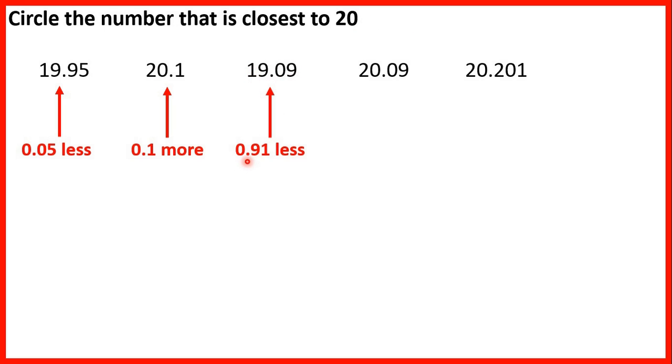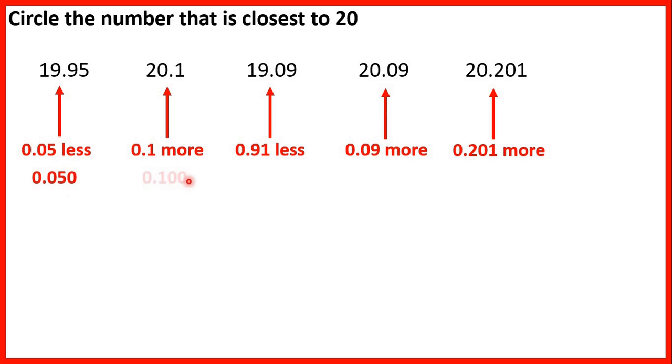19.09 is 0.91 less, because 9 and 91 make 100, so 9 hundredths and 91 hundredths make one extra whole, so 19 becomes 20. 20.09 is 0.09 more than 20, and 20.201 is 0.201 more than 20. So we need to work out which of these numbers is smallest, because that will give us the number that's closest to 20.